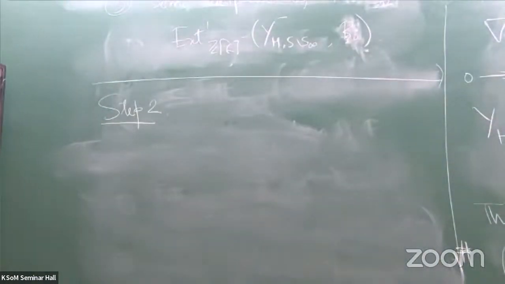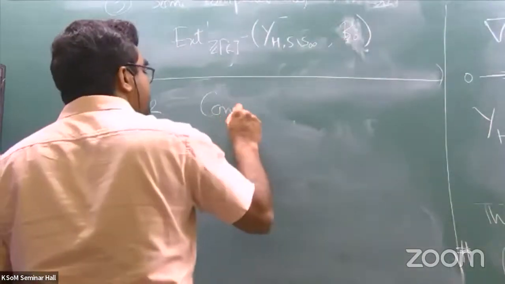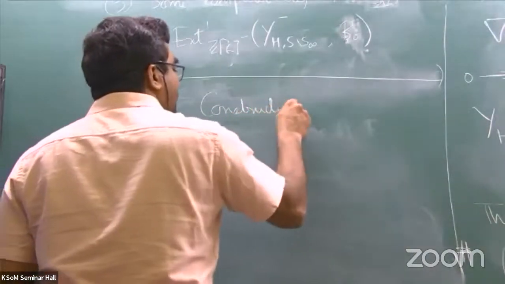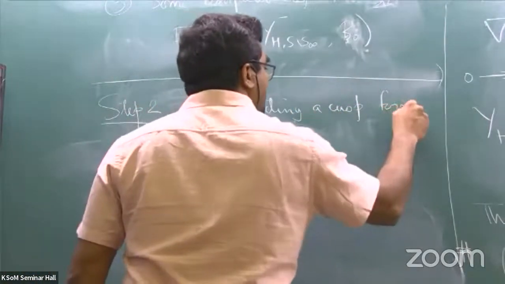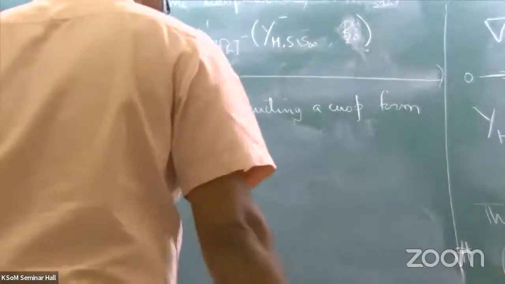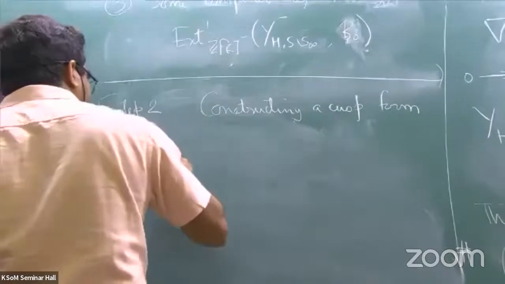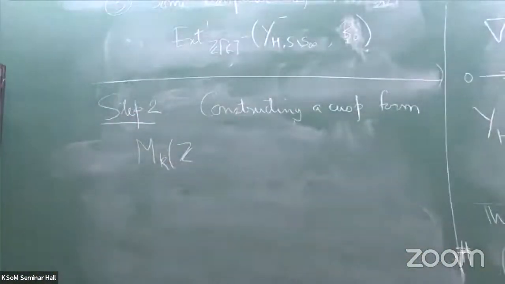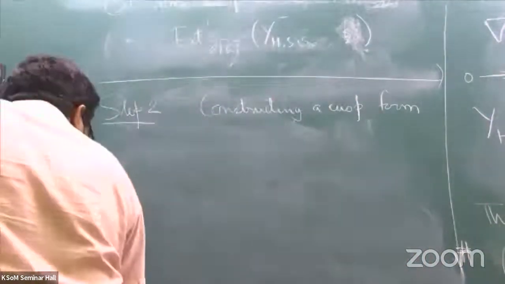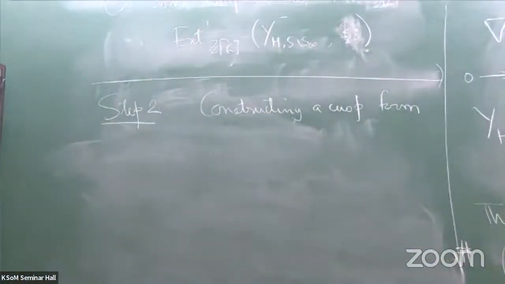Now, step two is constructing a cusp form. And for this, what I'm going to do next is work prime by prime. And I put some simplifying assumptions for simplicity.